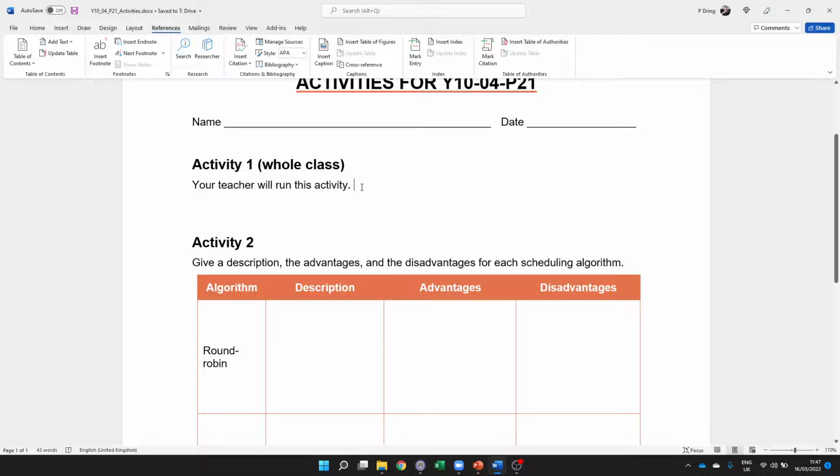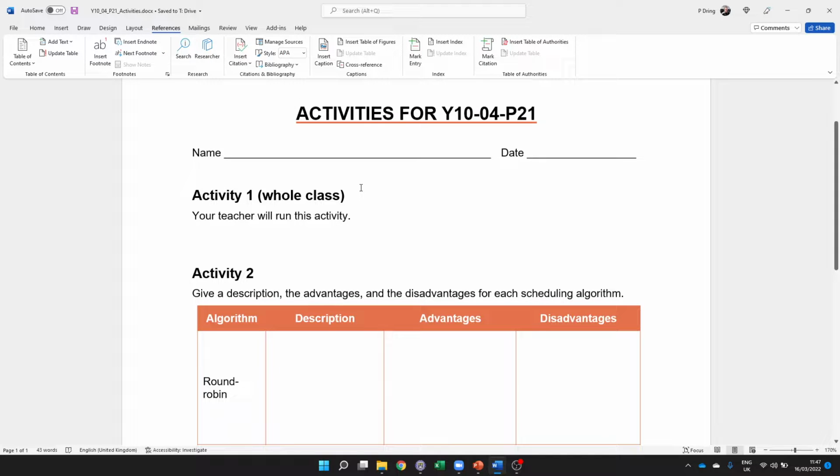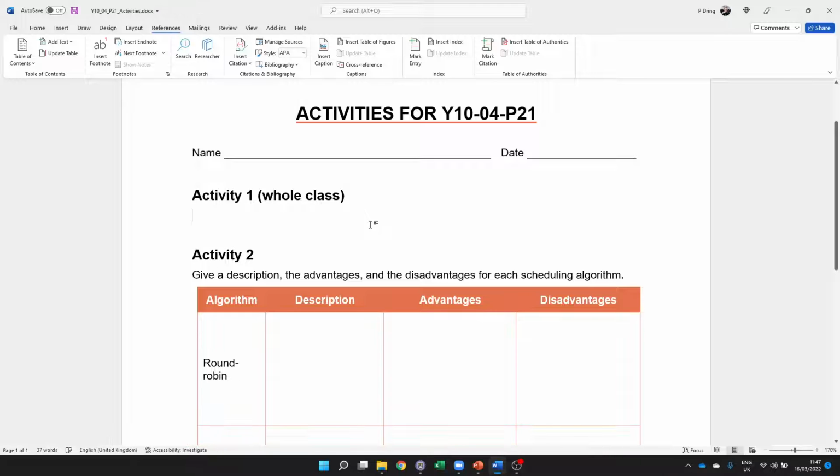Okay, good morning. So today we're going to be working on scheduling algorithms, which is one of the responsibilities of the operating system to be able to schedule CPU time. So before we get started, it says your teacher will run this activity for activity 1.